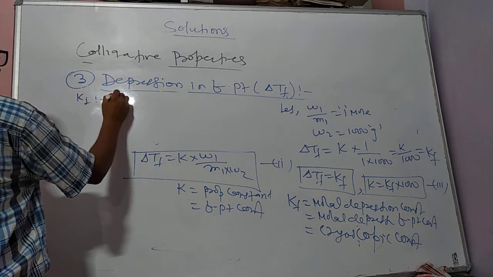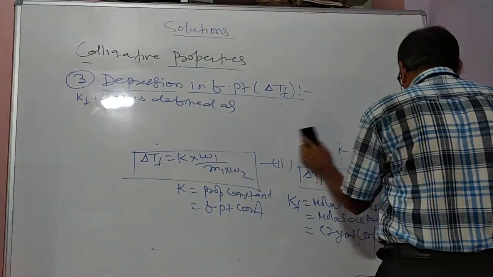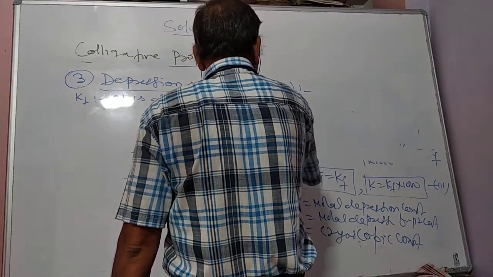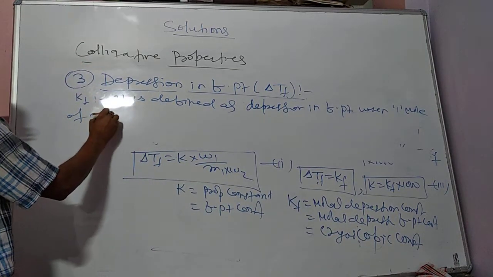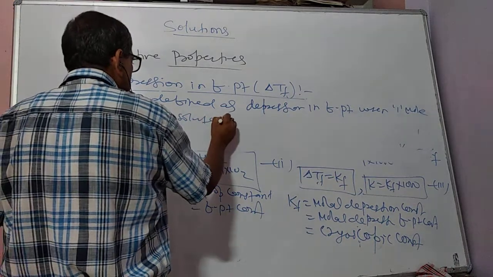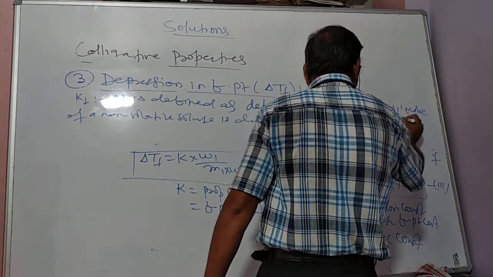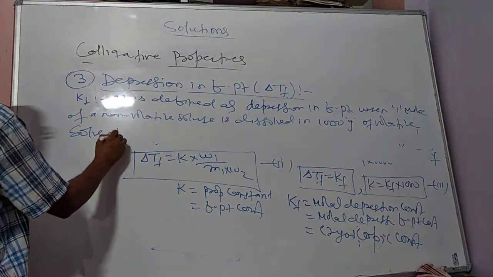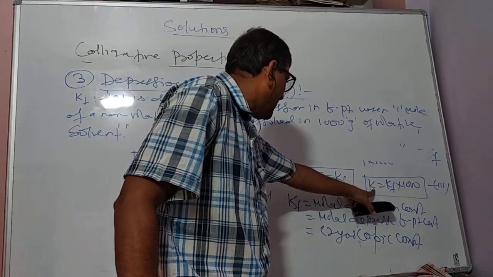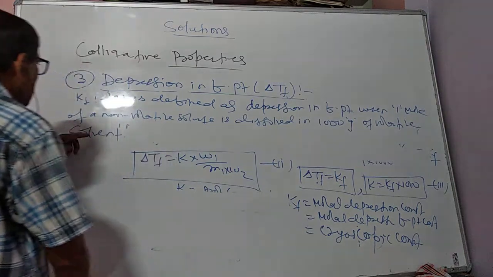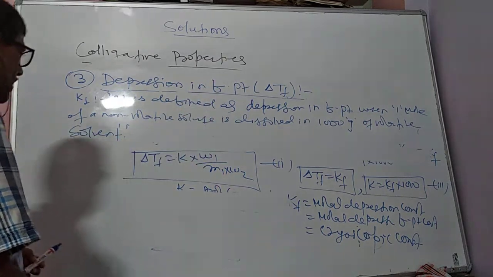Kf is defined as the depression in freezing point when 1 mole of a non-volatile solute is dissolved in 1000 gram of volatile solvent. This is Kf.